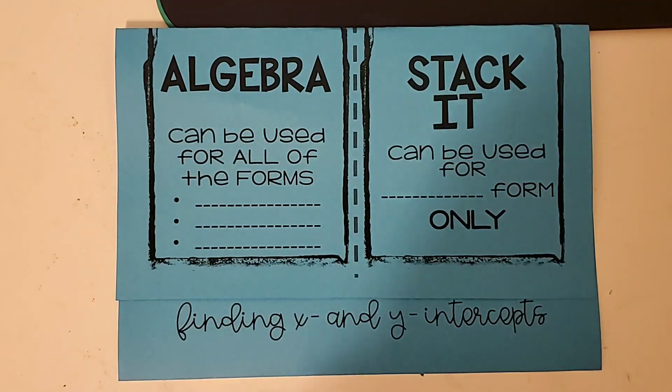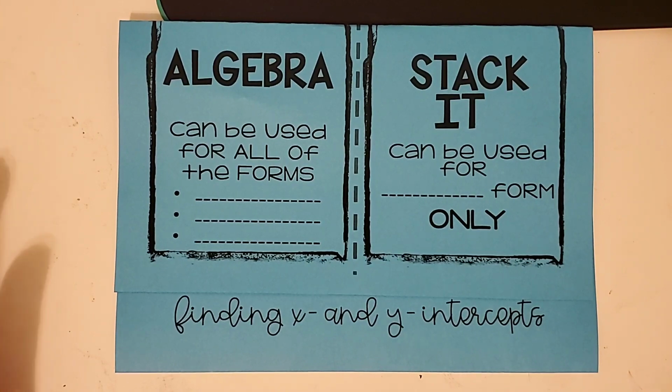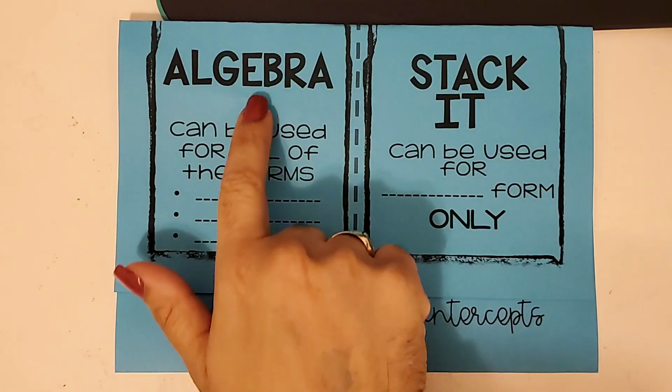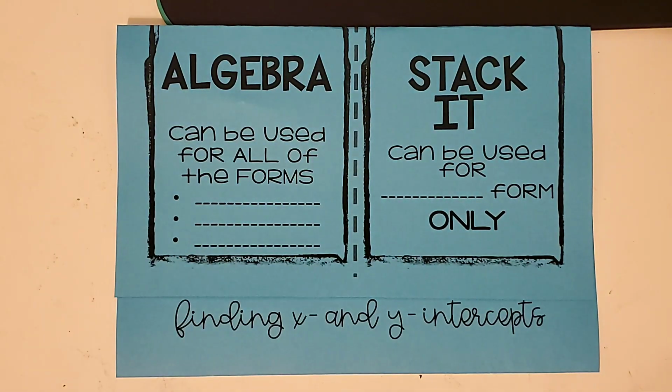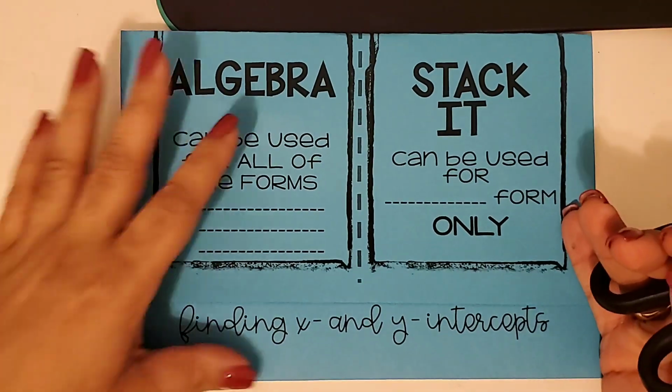Hi everybody, so we're going to be talking about how to find x and y intercepts, and we're going to be using it with two different methods. One is the algebraic method and the other one is the stacked method. And the first one that we're going to go through is the algebraic method, and we're only going to be working with this first flap.